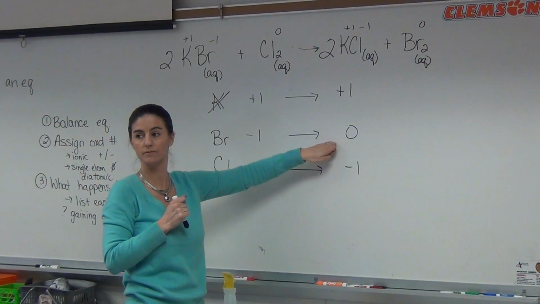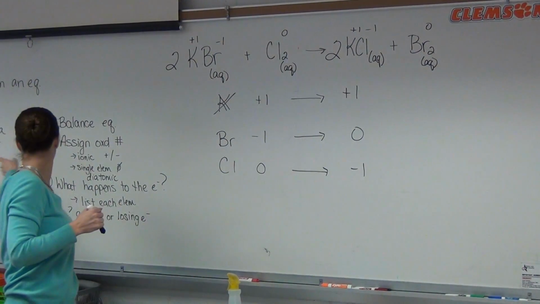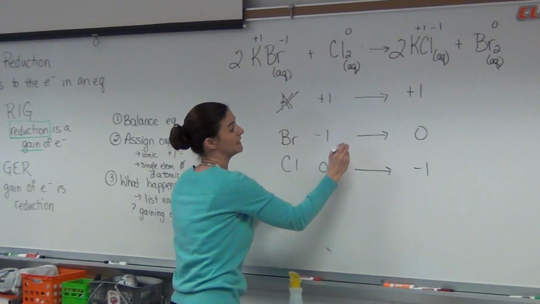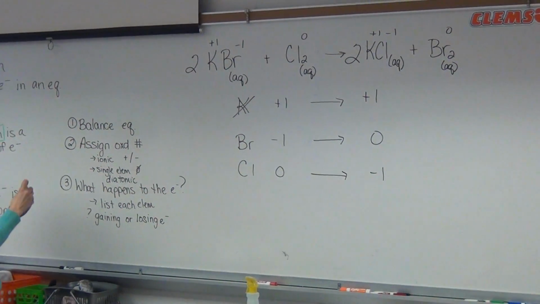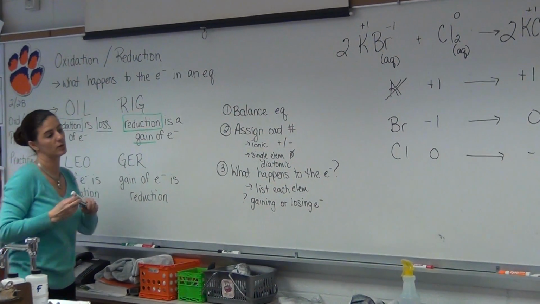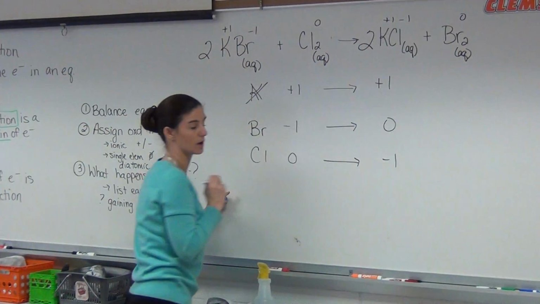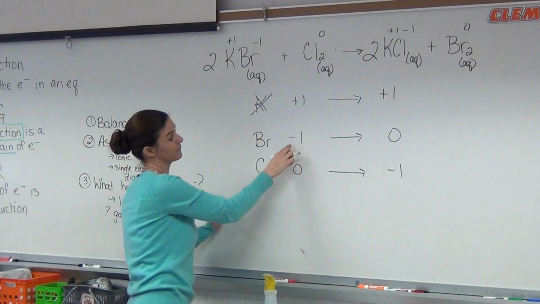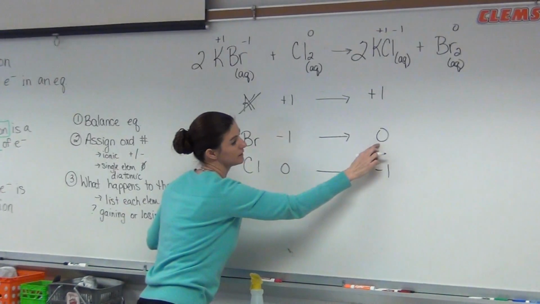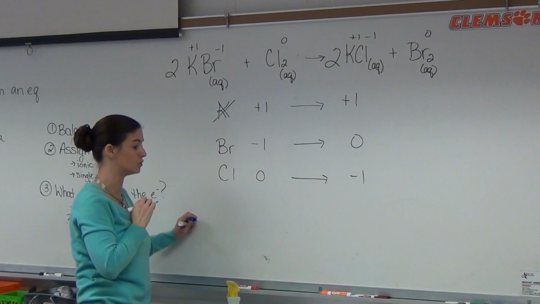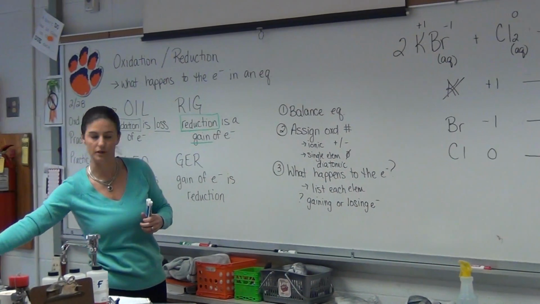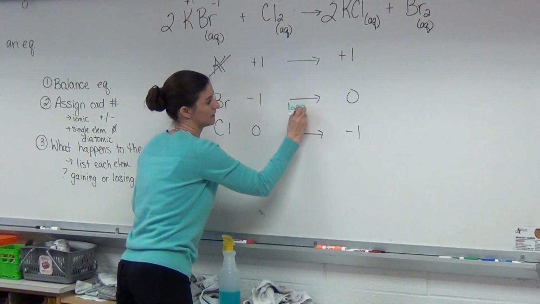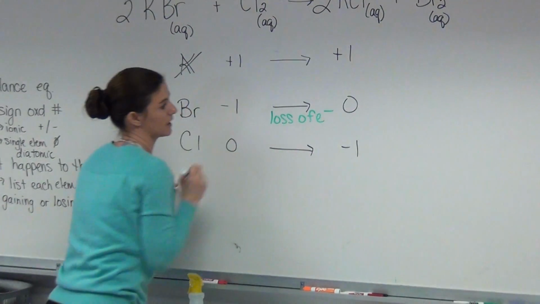So what are we doing? Are we losing electrons or are we gaining electrons? We are gaining. Let me get blue. So we have a gain of electrons. You sure? Oh, we're losing. Yeah, we're losing. If we're going from a -1 up to a 0, we're losing. So get green. So this is a loss of electrons.